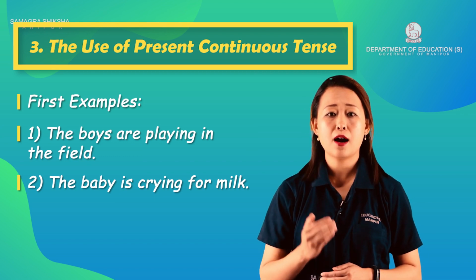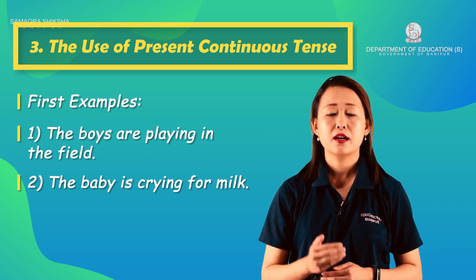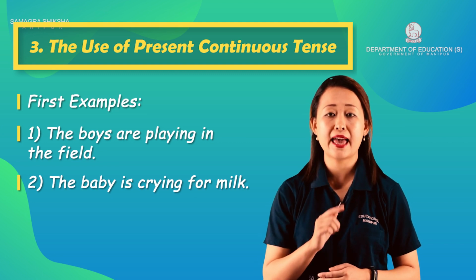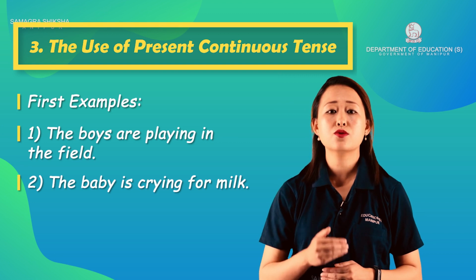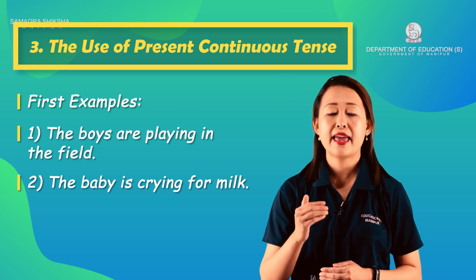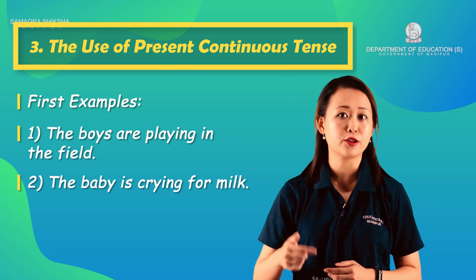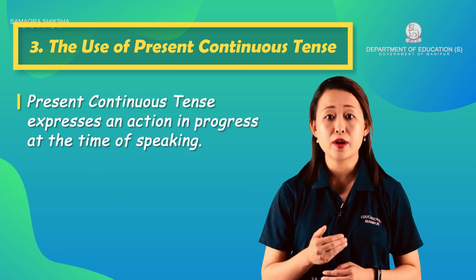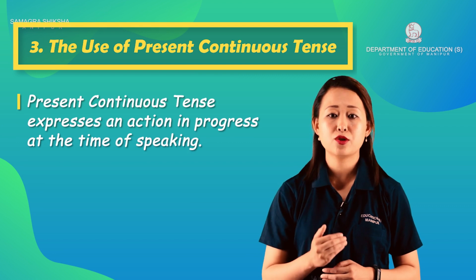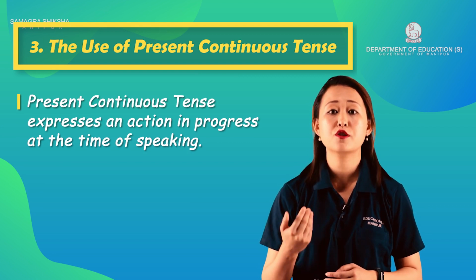The boys are playing in the field. The action playing is going on now. The baby is crying for milk. The action crying is going on now itself. And so, the present continuous tense expresses an action in progress at the time of speaking.